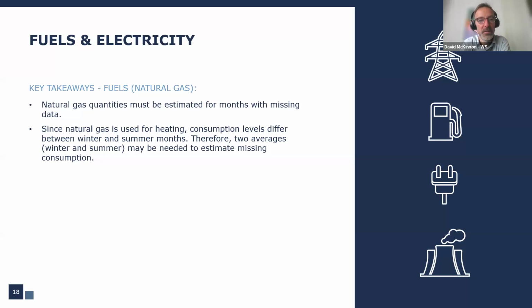Natural gas quantities must be estimated for the months with missing data. That's a common issue. Probably not if you're only dealing with your own headquarters, but if you're dealing with multiple sites, there could well be, especially in the first year or two where you're trying to set up greenhouse gas emissions calculations, that one or more facilities won't have the most complete data. And when you're doing any estimated covering, it is worth bearing in mind the different types of consumption you're likely to get over the year.